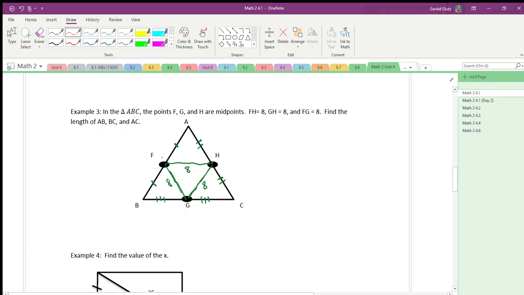If I look, I know that F and H are both midpoints. So this line right here, I'm going to draw in red, that's a mid-segment. That mid-segment's length is 8. To find the length of its parallel side, BC, I'll draw a red line. Those two lines are parallel because if they went on forever, they'd never touch. If the mid-segment's 8, then BC has to equal 8 times 2. So BC is 16.